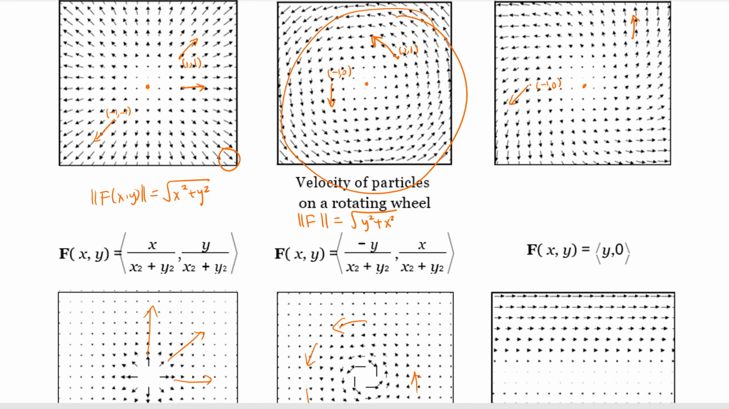And also this one and this one, the directions are the same, but you can see the length is kind of opposite. When the point is near the origin, this length is small, but here the length is big.